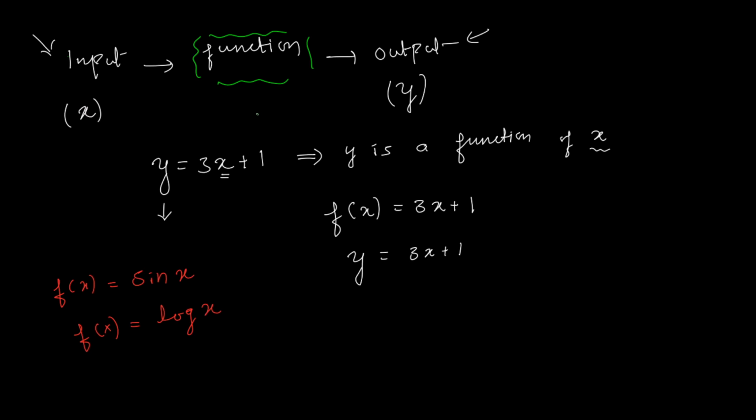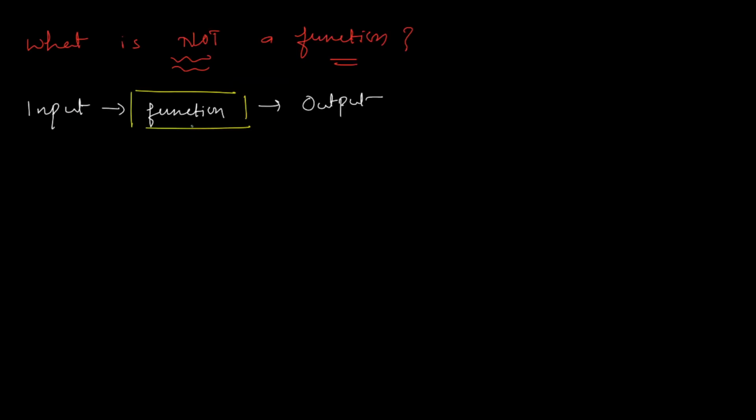But sometimes equations may look like a function, but they actually are not a function, right? Let's see them. So what are not a function? Let's try to understand that. As we have seen, a function is something which takes an input, usually x, and gives you an output, usually f of x. I'll be mostly using f of x from here on, not y, though you can stick to y also. Fine, that's what a function is. Then what is not a function?